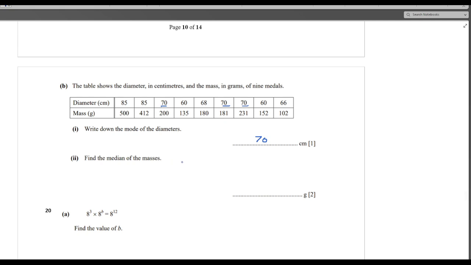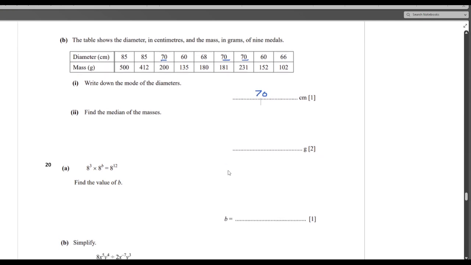Find the median of the masses. Now for the masses, I have to find the median. So for the median, I need to rearrange them first in ascending or descending order. Let us arrange in ascending order. Your smallest value is 102. I will keep sufficient gap, so if I miss some number, I can introduce it in between. Then after 102, it is 135. Then after 135, it is 152.